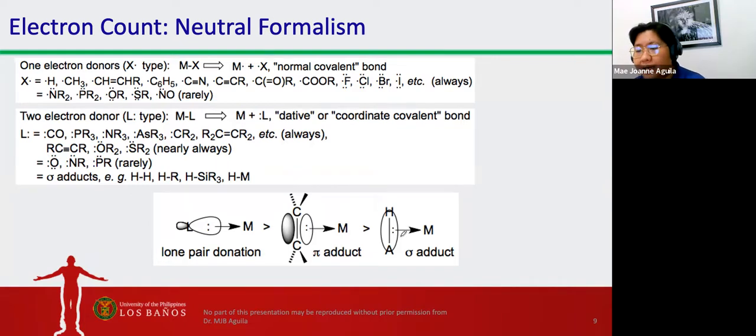And in this case, electrons from the single bond, which is a sigma type of bond, will be donated to the metal. So that's why this is a sigma adduct. In terms of strength, clearly the lone pair donation is the strongest, and the sigma donation will be the weakest, because if you donate this, this will essentially cause the bond between H and H to weaken.